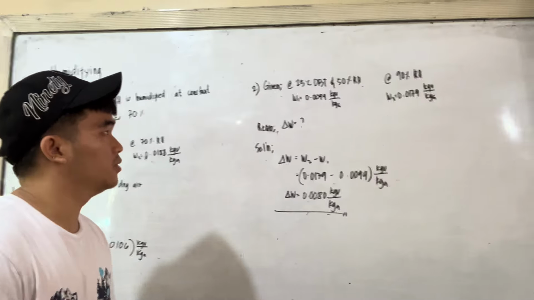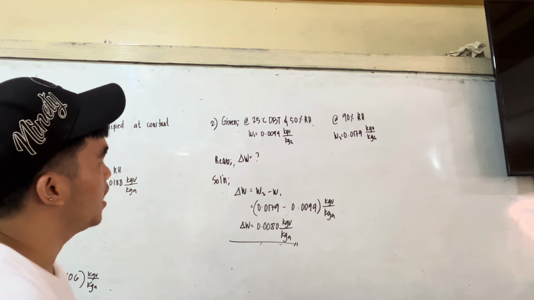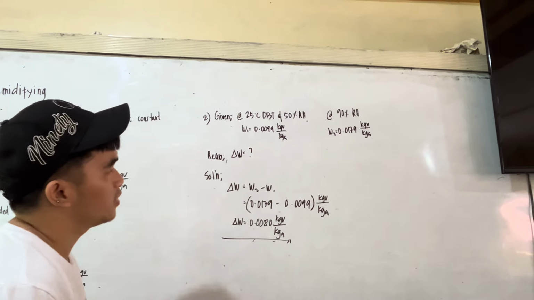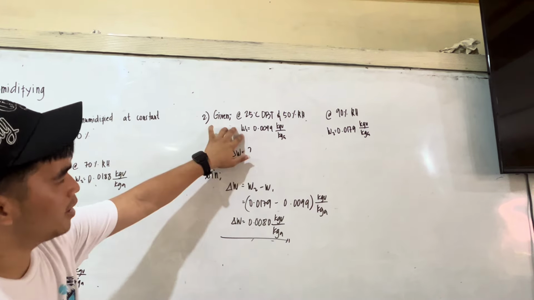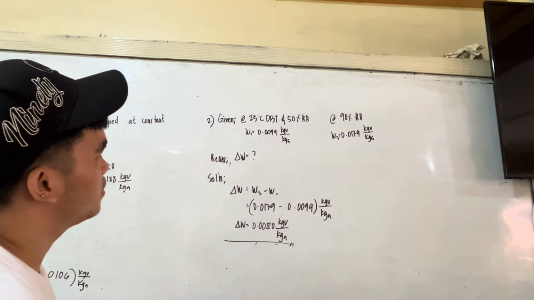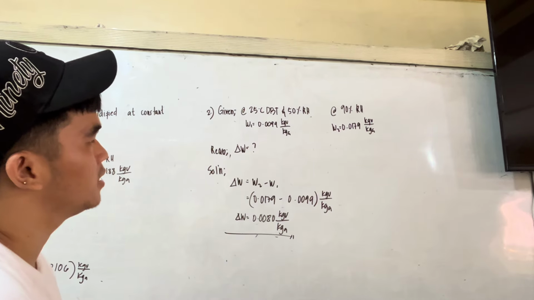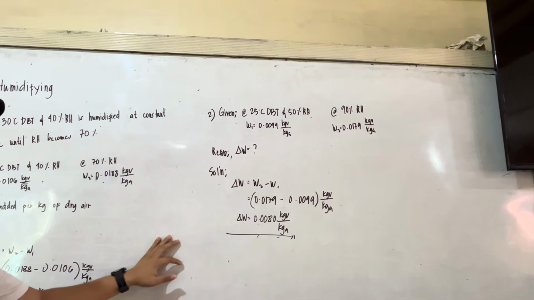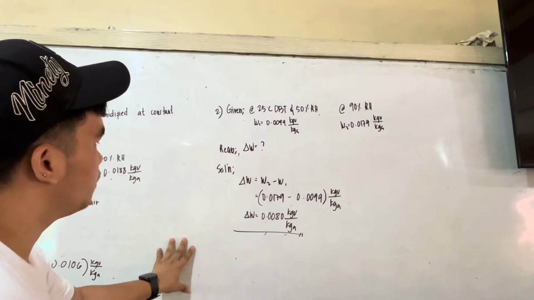So in problem number 2, we are given 25 degrees Celsius DBT and 50% RH, and at 90% RH. First, we have W1 is 0.0099 kilogram per kilogram, then we have W2 is 0.0179 kilogram per kilogram. Then the required of this problem is the change of humidity ratio.